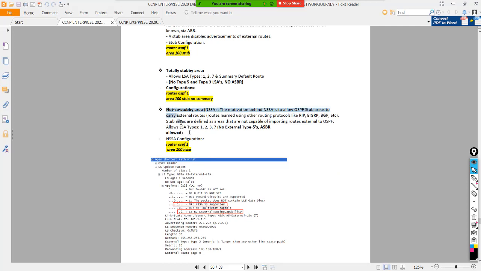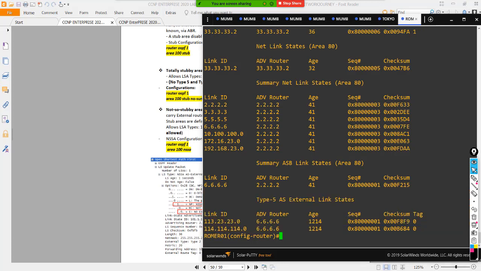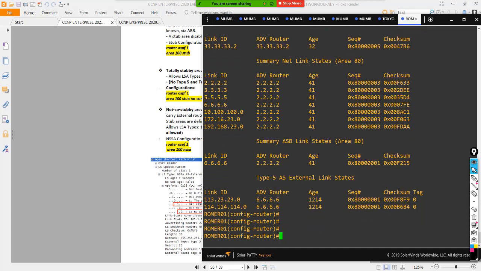So in the case of not so stubby area, I'm going to tell you something. Yes, there is one more which I'll discuss. But before that, let me tell you what is not so stubby area. In the case of not so stubby area, you will see the LSA 1, 2, 3, 7, but there will be no LSA 5. There will be a new additional LSA called 7, which is for not so stubby area. That is to maintain external routing beyond this area. So you got the scenario, I guess, right?